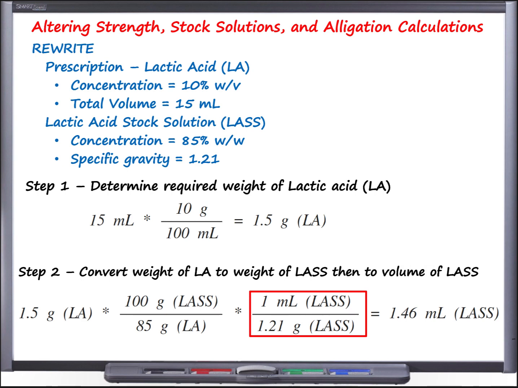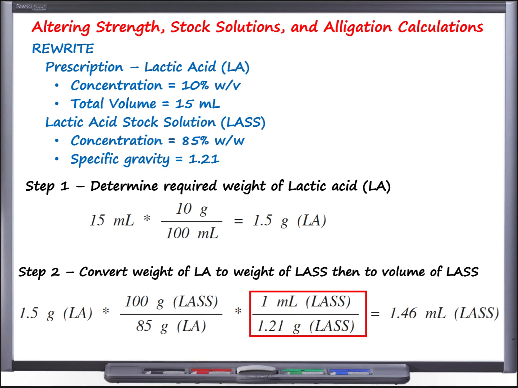Well, since the density of water is 1 gram per milliliter, we can treat the specific gravity here as we do density. So essentially, a 1.21 specific gravity is the same as 1.21 grams of stock solution for every milliliter. Looking at the way we set this up, we set up the proportion: for every 1 milliliter of this stock solution, it would contain 1.21 grams of the stock solution.